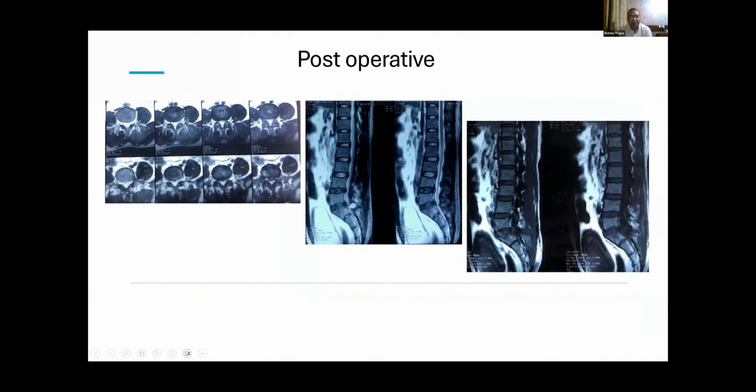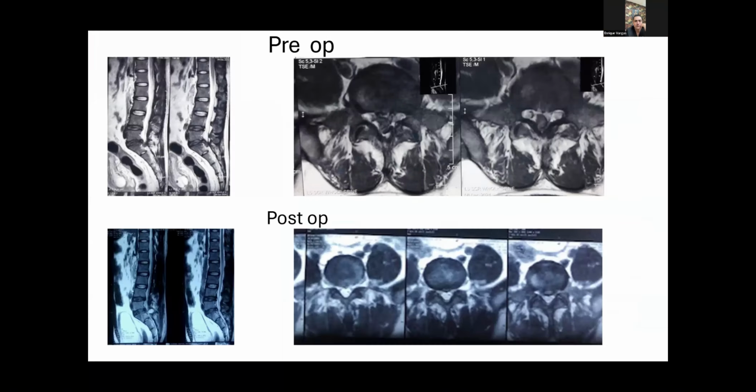In the post-operative MRI, we can see both in axial and sagittal cuts that it is well decompressed at the L5-S1 level. Next, please. When we compare the preoperative and postoperative images, preoperatively there is a large fragment, but here it's completely decompressed. In the axial section also, there is a large fragment centrally located, and almost all of the spinal canal is covered by the disc, but postoperatively it is well decompressed. Next, please.